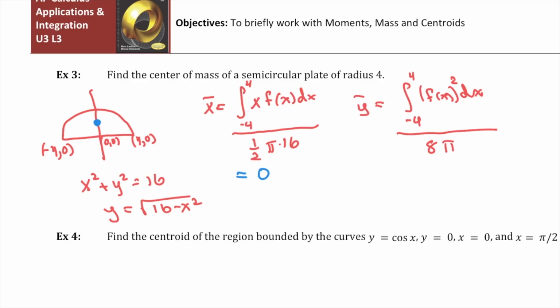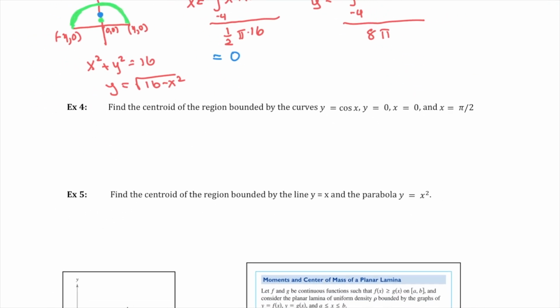Now you can find y bar. Please confirm that it is equal to 1.70, which tells you that your centroid is going to be between 1 and 2 in order to keep your semicircle nice and horizontal. For example 4, go ahead and draw example 4. Give this one a good try.